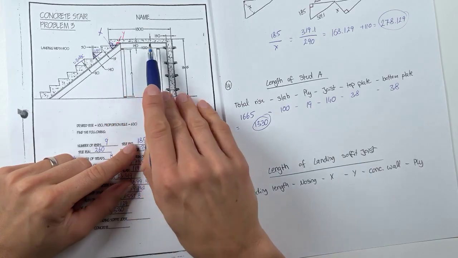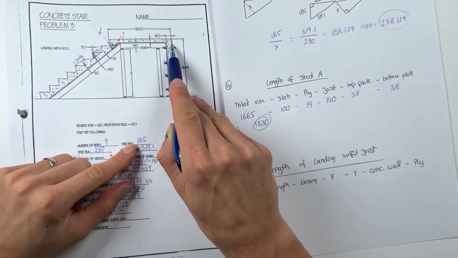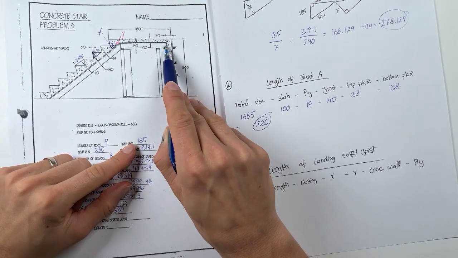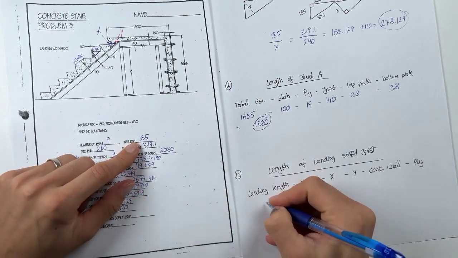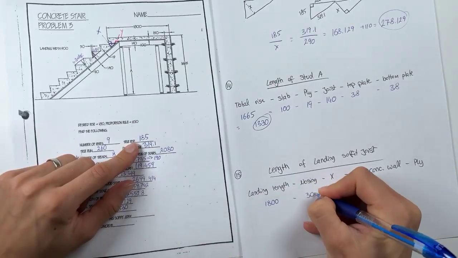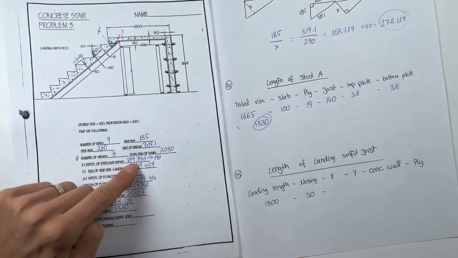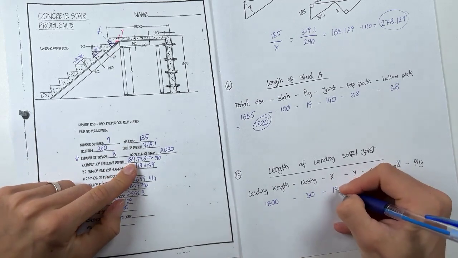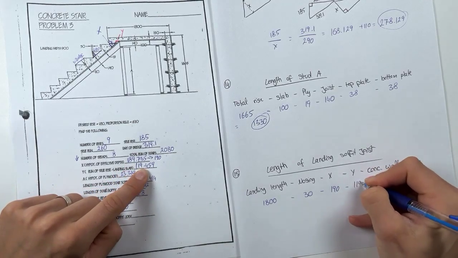That's it for this side. Then we have to look on the other side. We subtract our concrete wall, and we have to subtract that piece of plywood. And that's it. So let's pop in those numbers. So 1800, that's our landing length. Nosing is 30. X numbers from before, we can call it 190. The Y number of before, we can call that 119.